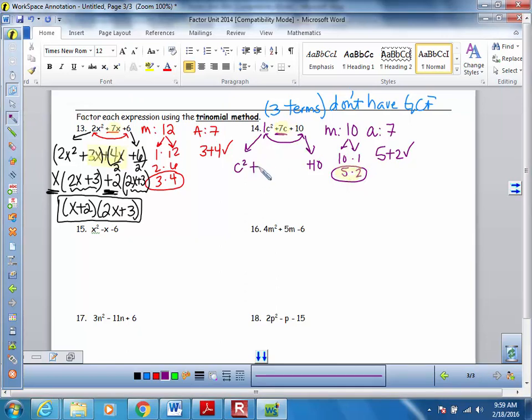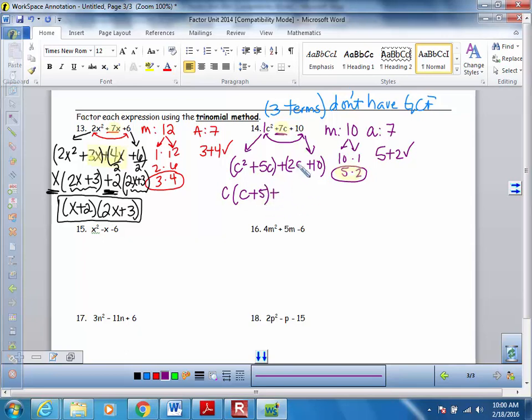So when I put them back in, I want to make sure that I add my variable to it, so I'd get 5c plus 2c. Now I have 1, 2, 3, 4 terms. So what we're going to do is we're going to group our first 2 and group our last 2. If we're looking for the GCF in our first parentheses, the number GCF is 1, and then you notice they both have c's. The smallest is just c, so that's what we would pull out. That would leave us with c plus 5.